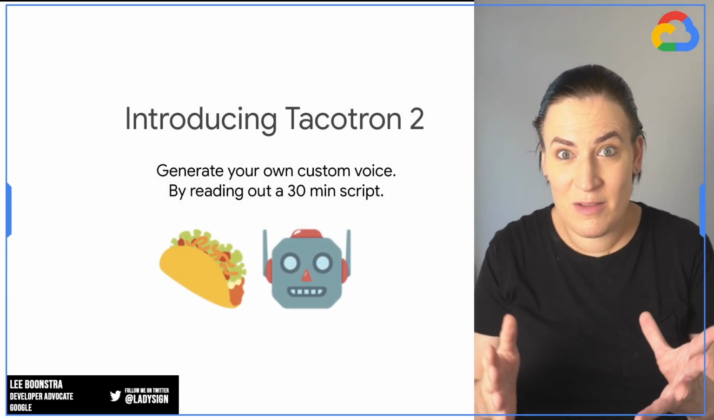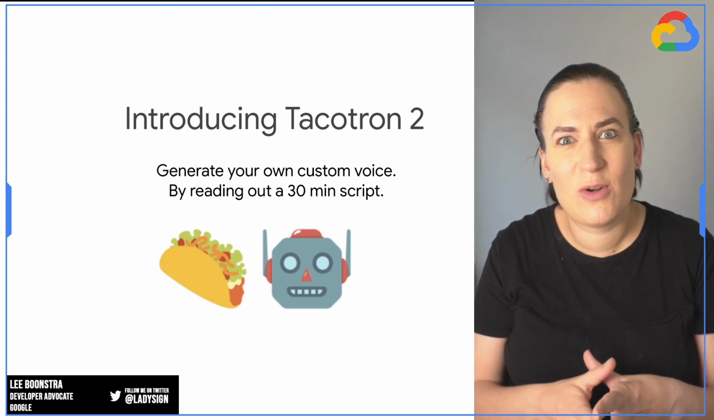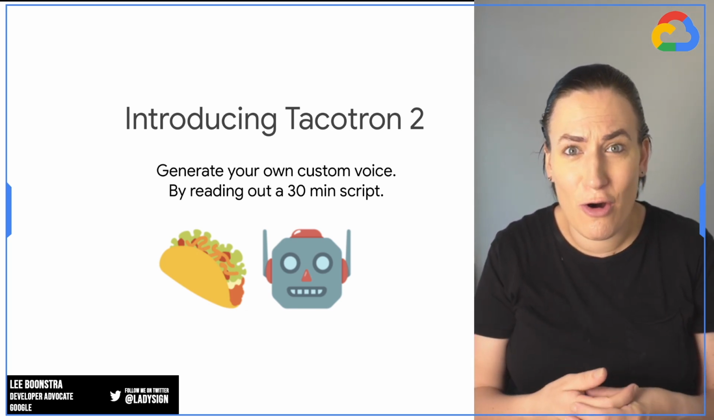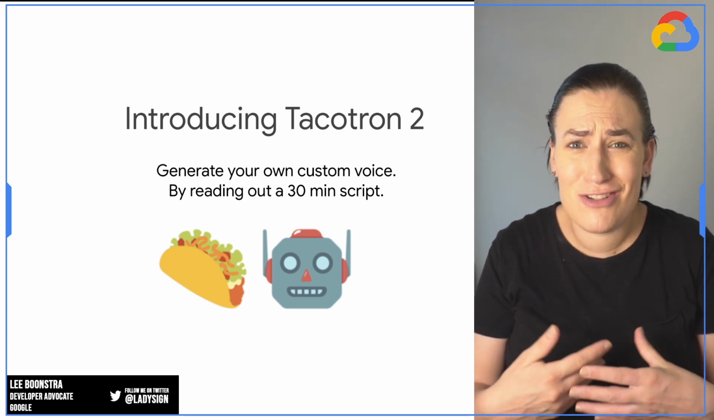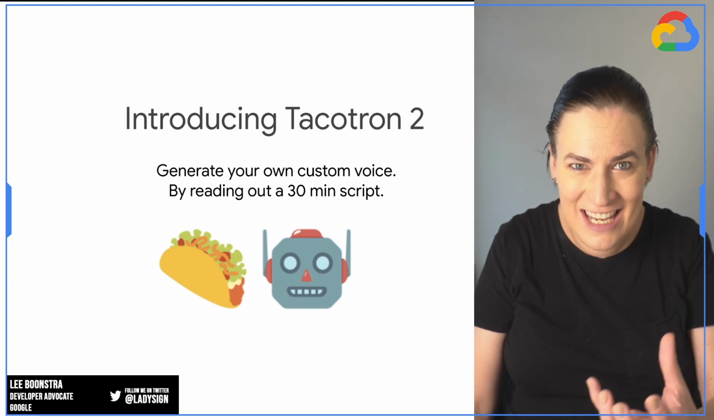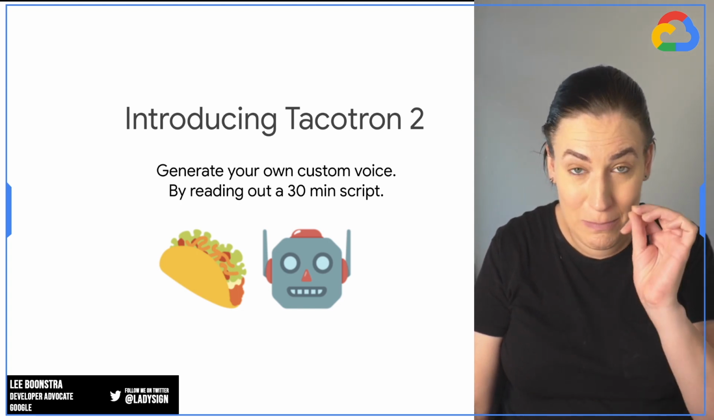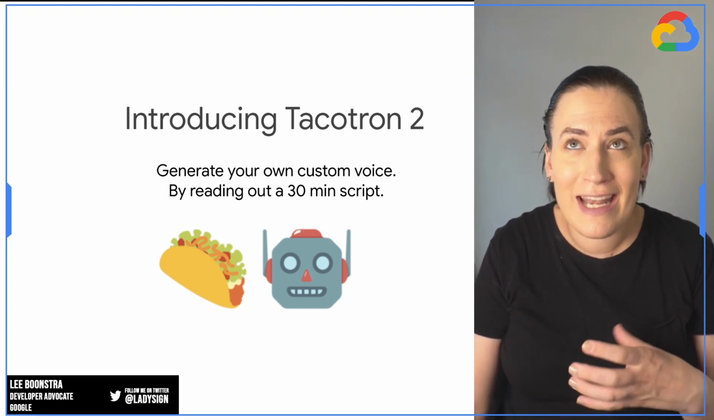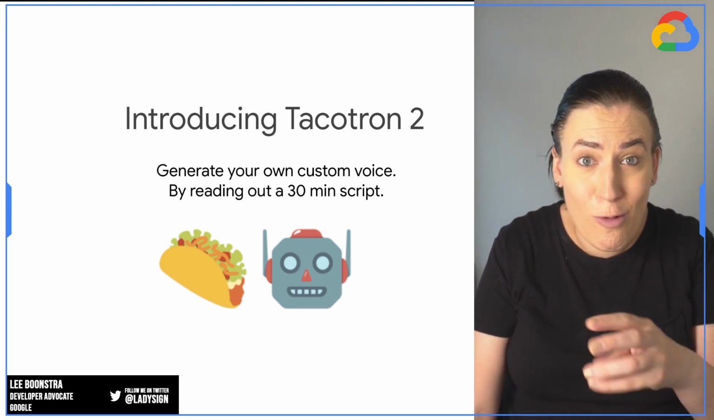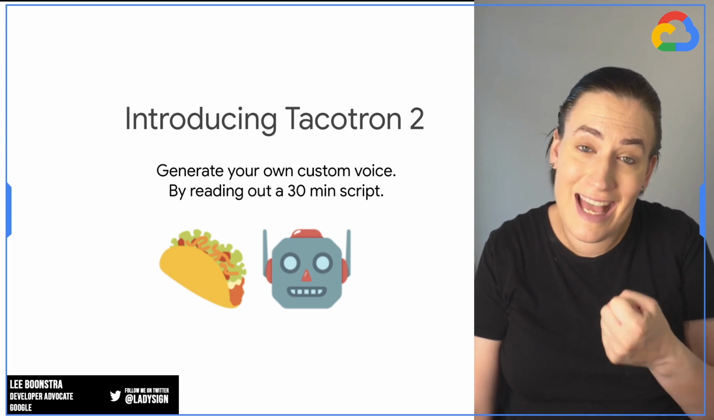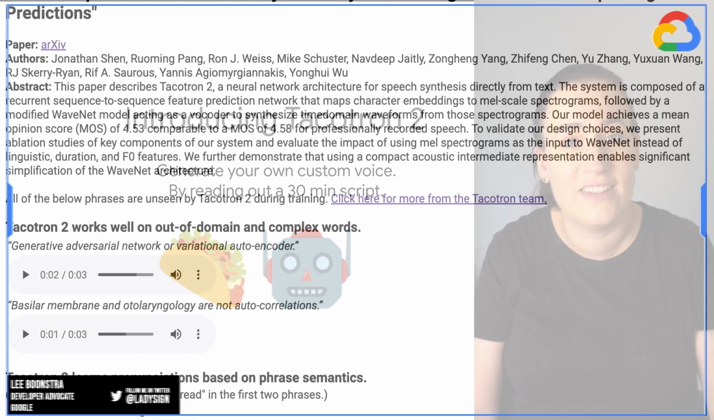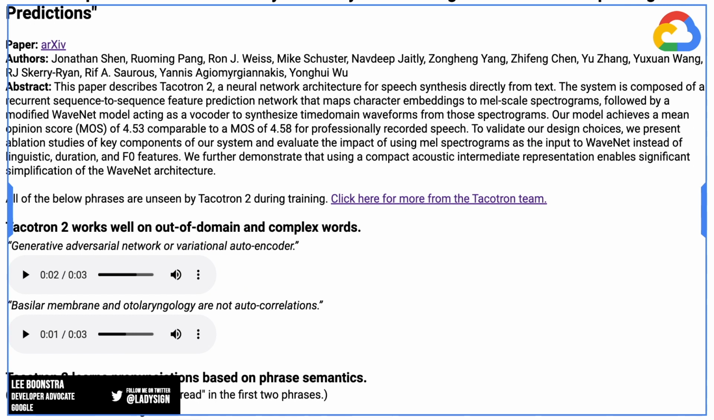And now we're working on a new tool, which is called Tacotron 2. And this allows you to generate your own custom voice by just reading out a 30-minute script. And that way it will train the machine learning model on that particular voice. So you can have your own voice or your own actor or brand, as a contact center voice or as a voice on the Google Assistant. Let's have a demo of Tacotron 2.